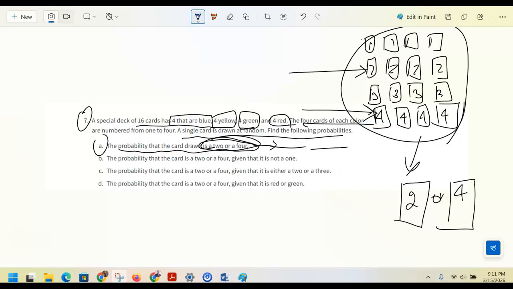So there are 16 altogether, and you're picking either 2 or 4. So the total is 4 plus 4, there are 8 cards, and that answer is half.